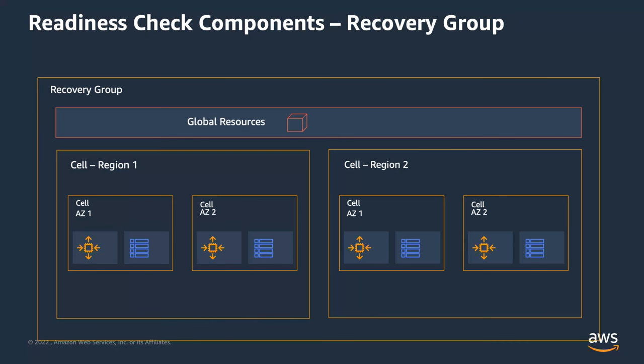And the next component is a recovery group. So the recovery group takes all of these different components within it. So the cells are within it, the resources are within it, and it represents the application or a group of applications that you want to have failover checks for. As you can see with our components here, it typically consists of 2 or more cells, and they mirror each other in terms of the functionality.